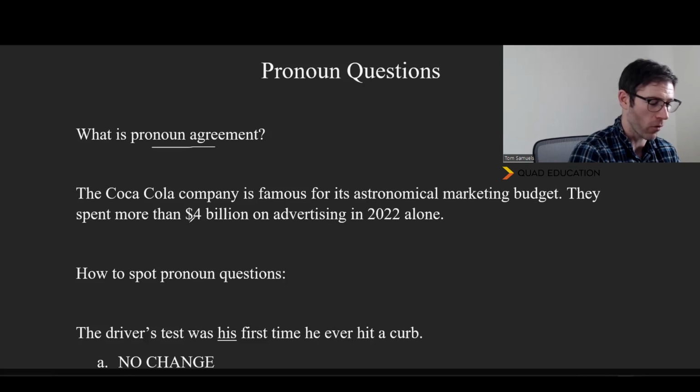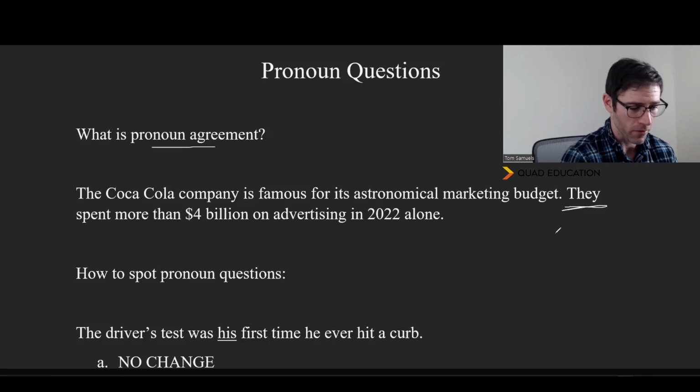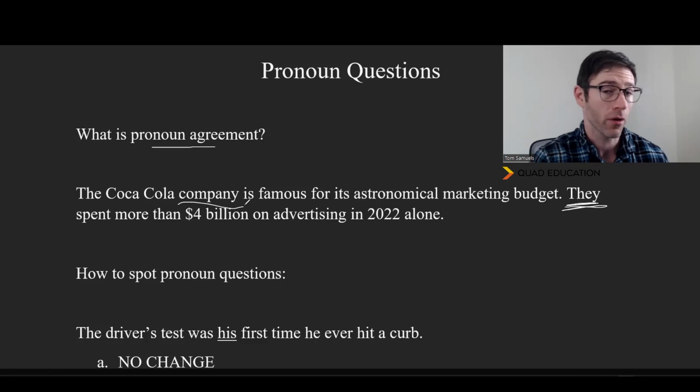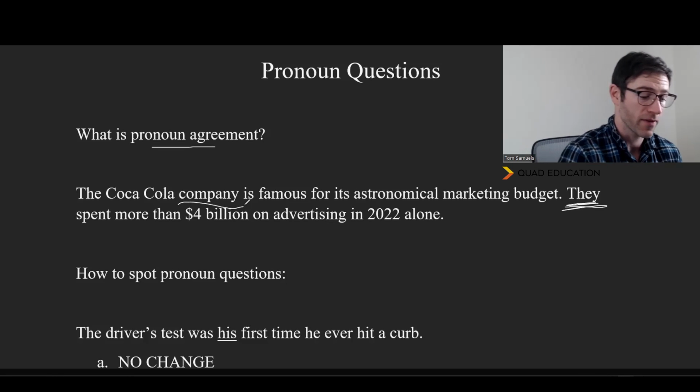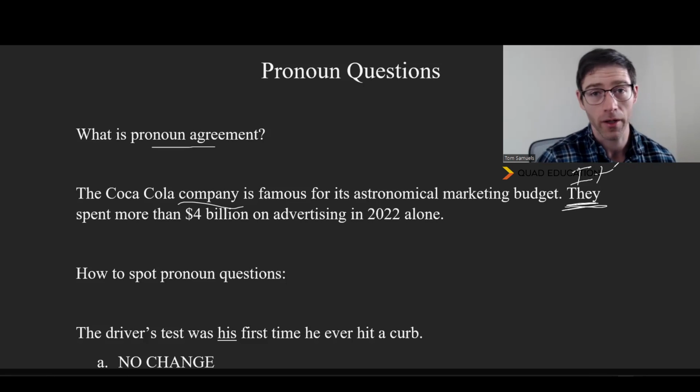They spent more than $4 billion on advertising in 2022 alone, which is true, by the way. I looked that up. It's a lot of money. But this is the way people speak. And at least in the United States, this word right here, they, is incorrect. Now, in Europe, they do collective nouns for companies, but we're not in Europe, or at least the tests are not in Europe, so we're not going to think about it that way. But in America, at least, they is not correct when you talk about a company, because you can have plural companies. And so instead of they, what you should be saying here is it, it being the Coca-Cola company.